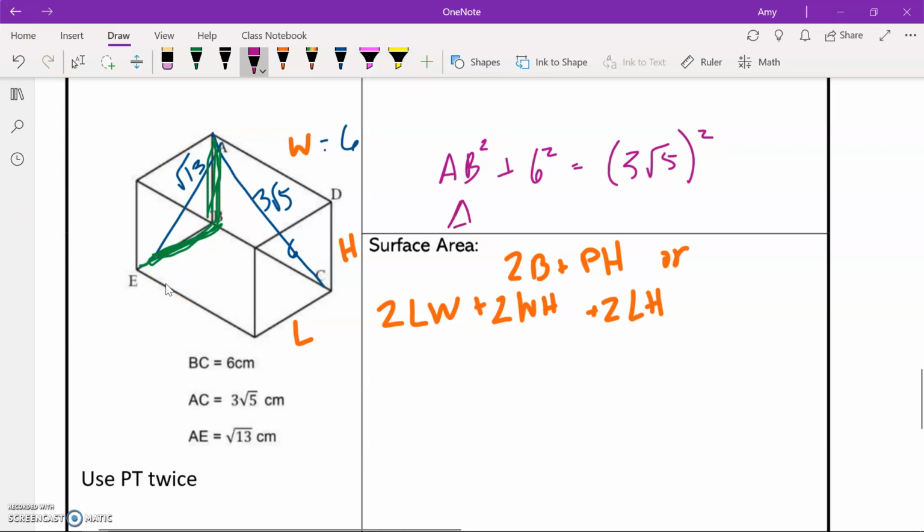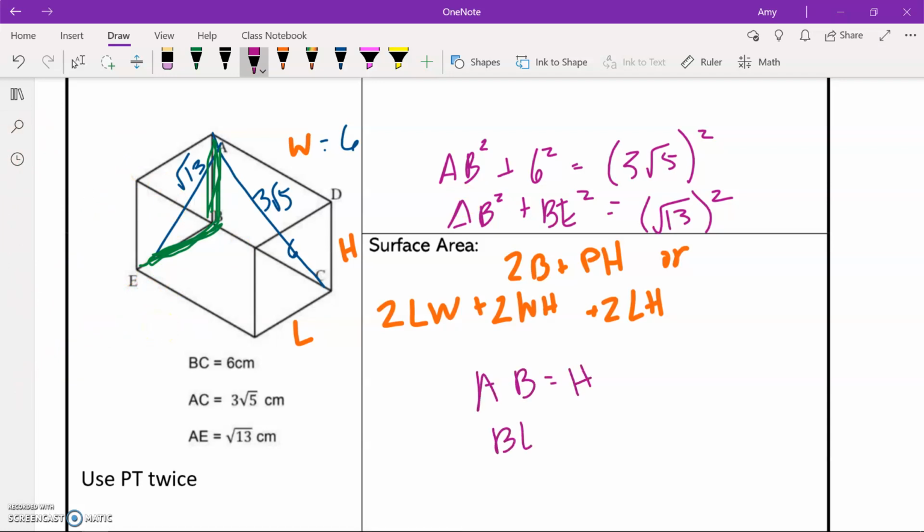Then you could do AB squared plus BE squared equals the square root of 13 squared. And since you'll already know AB, you'll be able to just plug that number in. And that will give you AB, which is going to be our height, and BE will be our length. And then once you have that, you can calculate your volume and your surface area.